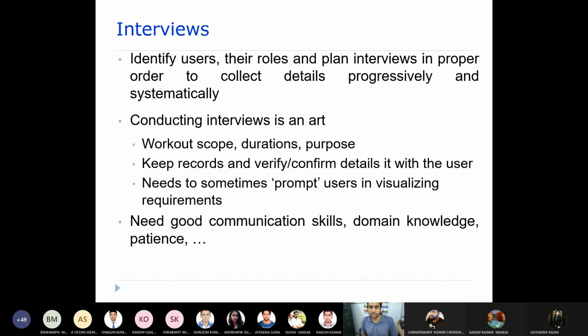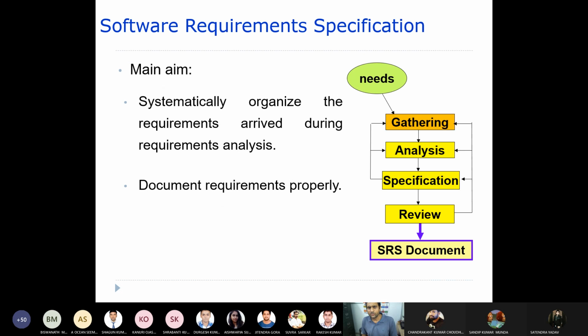so that you can carry out these interviews. Now there is the software requirement specification. This is what exactly happens. You have the needs, then you gather and analyze those requirements, and after that you specify these documents. Once the documents are properly specified, you can review that particular document, and ultimately the end result is an SRS document.